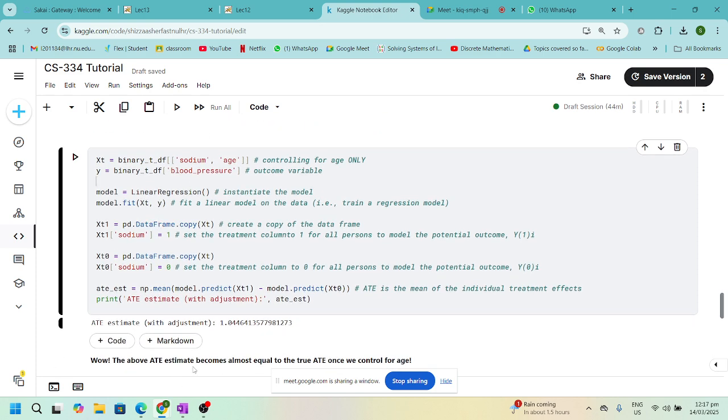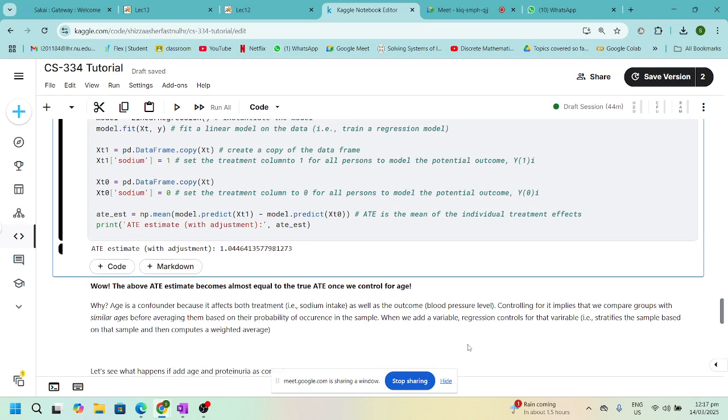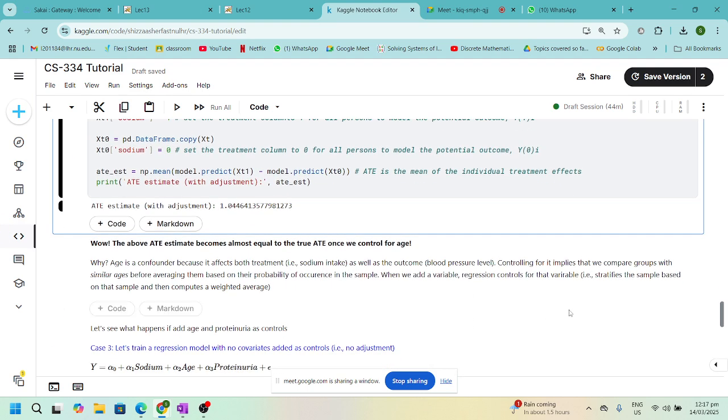And the value that I obtained for ATE now is very close to our actual value of 1.05. Now we obtain 1.0446. It means that just by controlling for age, we have almost reached the true ATE that we were trying to reach. And why exactly does this happen? Because age is a confounder. A confounder is something that affects both the treatment as well as the outcome.